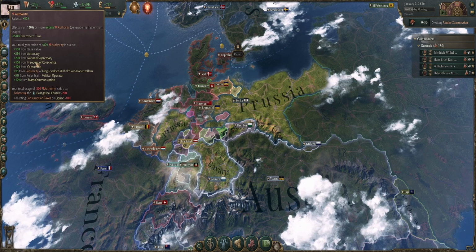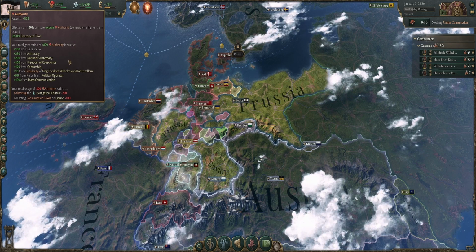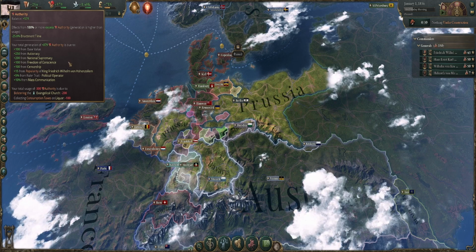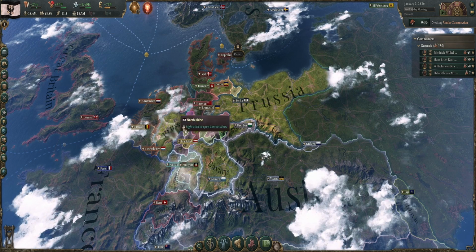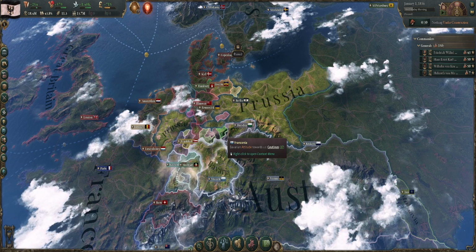Now, you can also see all these things. The main thing that authority is being used for is primarily going to be consumption taxes. You can also use it for bolstering or suppressing an interest group. Basically it's just like the power.